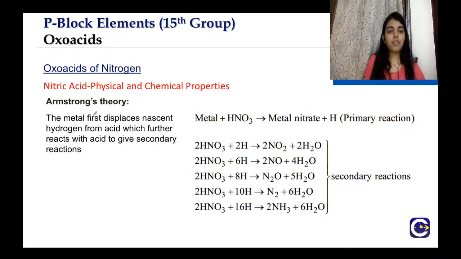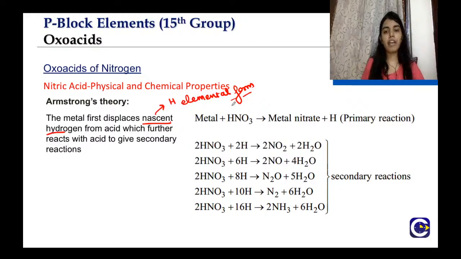Now, according to Armstrong's theory, the metal first displaces nascent hydrogen. Now, what is nascent hydrogen? Basically, hydrogen in elemental form is known as nascent hydrogen. It comes from the acid, which further reacts with the acid to give secondary reactions. So, if a metal reacts with nitric acid, two types of reactions take place, the primary reactions and the secondary reactions.